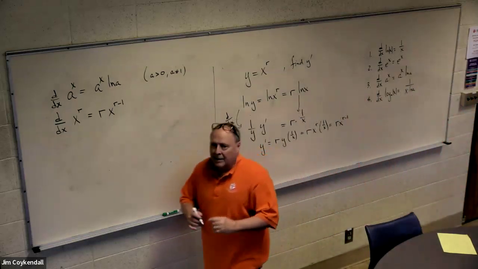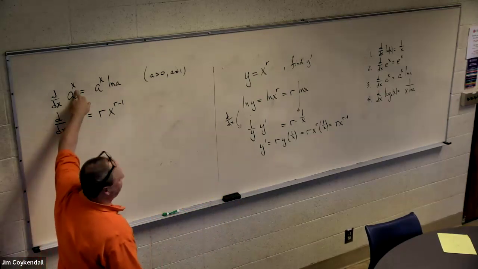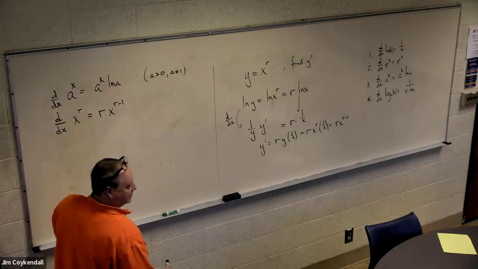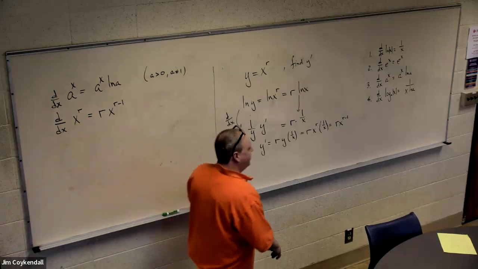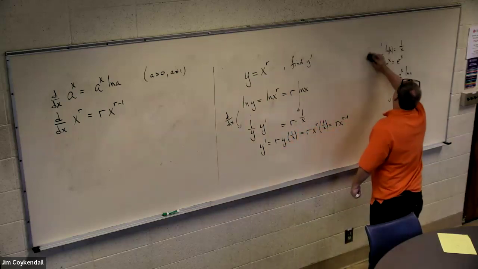So let me recap again. Constant base, variable exponent, there's your formula. Variable base, constant exponent, there's the power rule. Let me throw you all a monkey wrench that you might have to see.